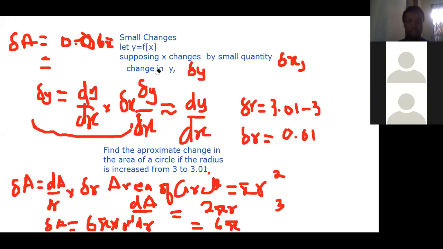So let's erase it then. So I'm going to do it. Small changes. After differentiation, I do integration. So let's take note.